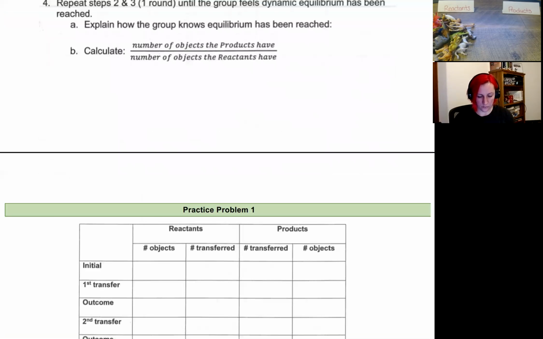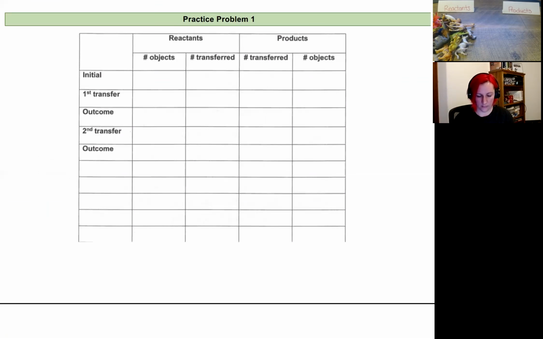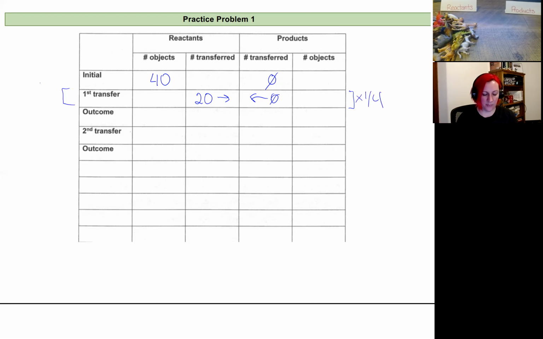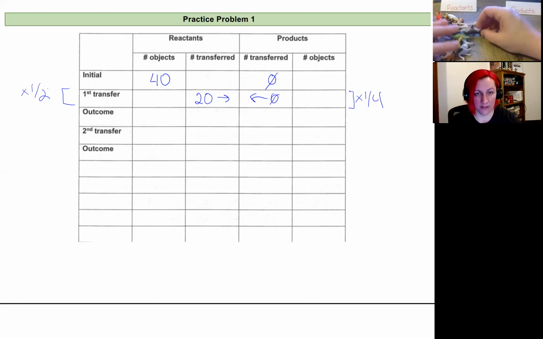I'm going to move these each time, and I'm going to record these as we go. So I have an initial number of objects. I'm going to keep track on this of 40 reactants and 0 products. So for my first step, I'm going to transfer 20 objects of my reactants to my products and 0 to my reactants. So what I'm doing here is I'm taking my initial and multiplying it by 1/4 for the products, and on my reactant side, I'm multiplying it by 1/2. And that's the amount I'm going to transfer. And then I'm going to look at the outcome. So I'm going to take 20 of these over.